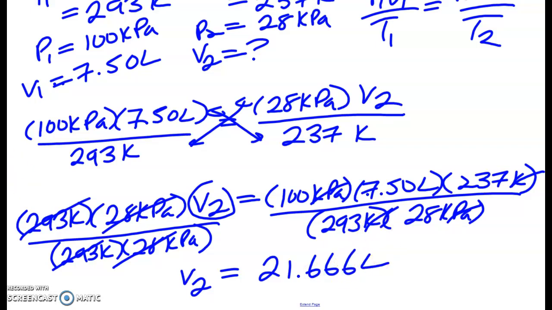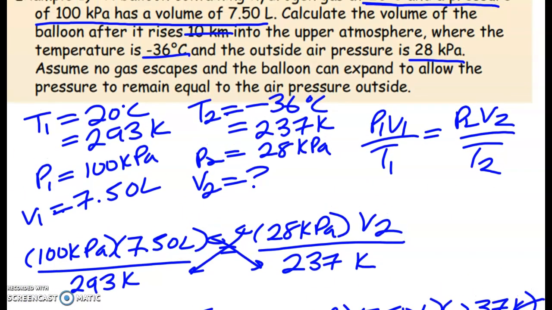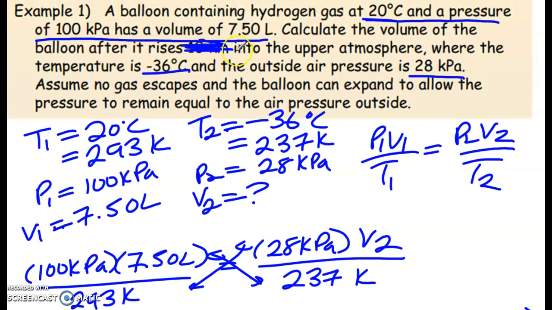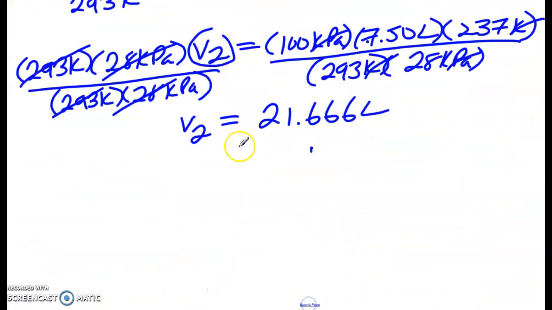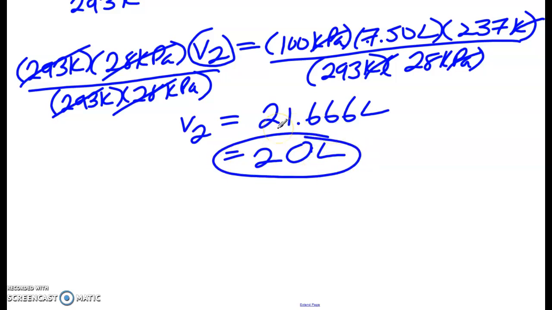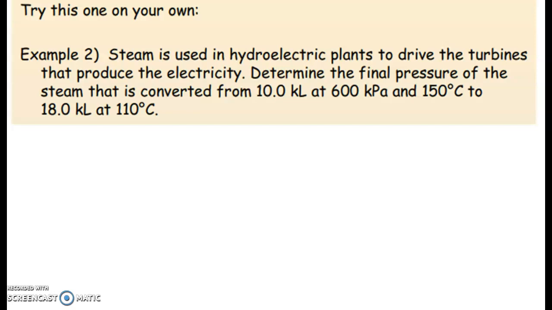21.666 liters. And then for sig figs, remember we're not using this 10 kilometers, but 100 still has one significant digit. So actually this would round to 20 liters, right? Because it's closer to 20 than it is to 30. Okay, so you have all three variables changing. We have the combined gas law. Okay, so let's take a look at this one.